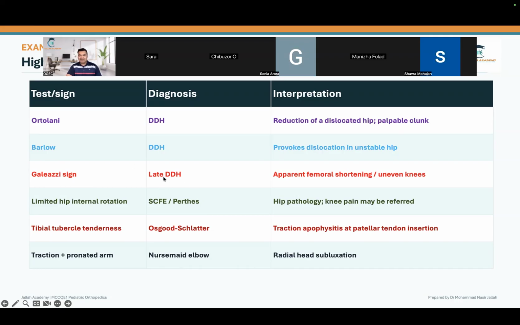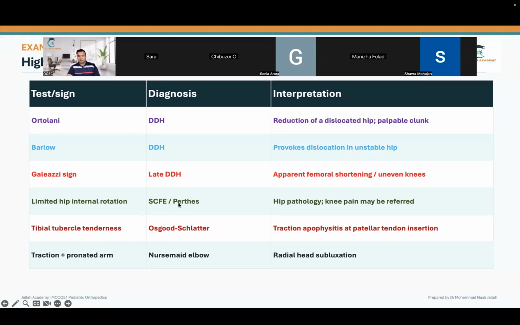Galeazzi sign is a late sign of DDH, or developmental dysplasia of the hip, when the two legs' lengths are different and the affected side is shorter, with apparent femoral shortening and uneven knees. Limited hip internal rotation could happen in slipped capital femoral epiphysis and Perthes, both of them.